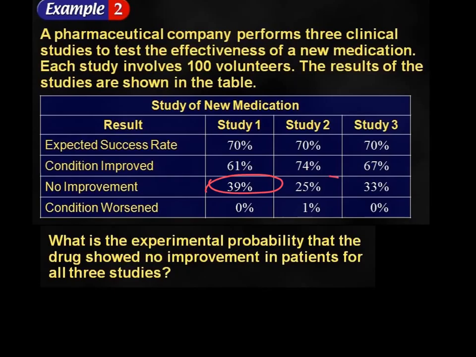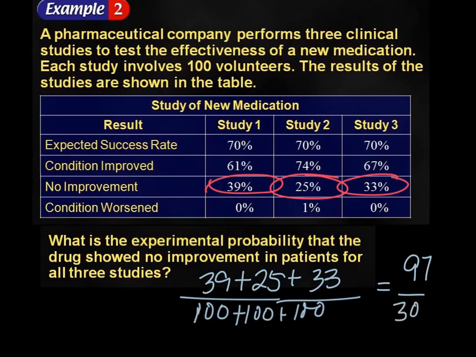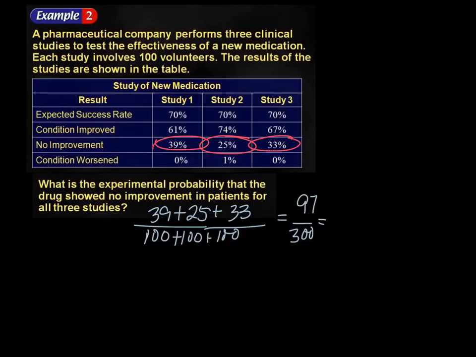So, no improvement. For all 3 studies, the total would have been 100 plus 100 plus 100, which is 300. So our favorable outcomes are 97 out of 300, which as a percent, and we may as well round to the nearest whole percent, would be about 32%. So I should have used "about."